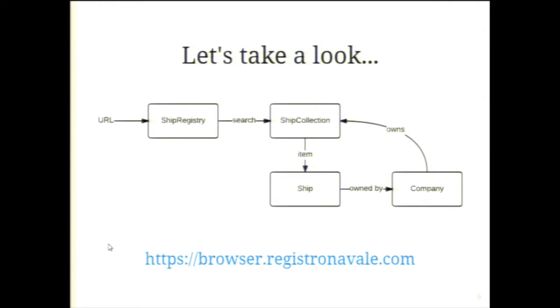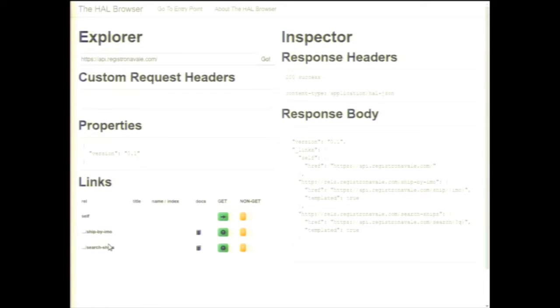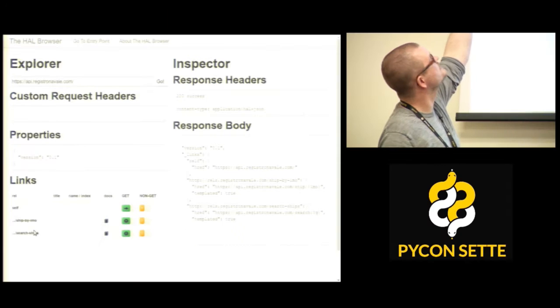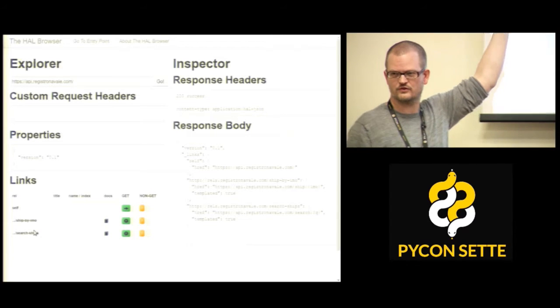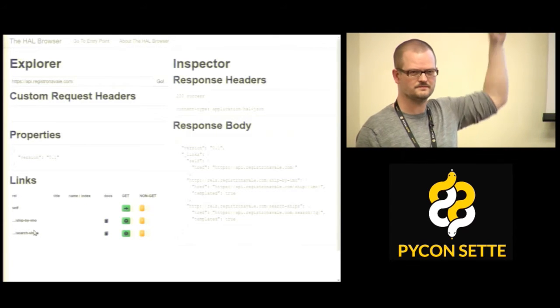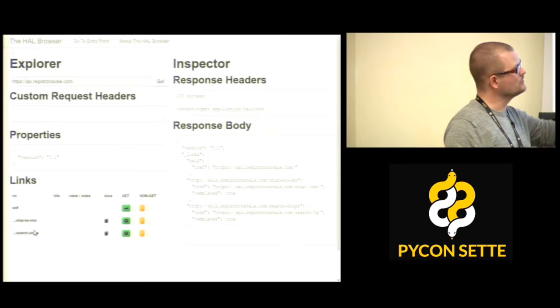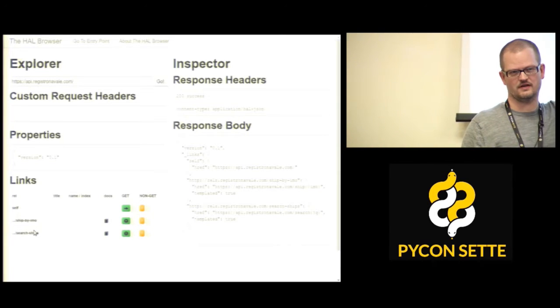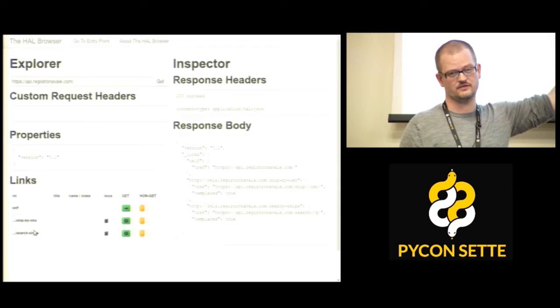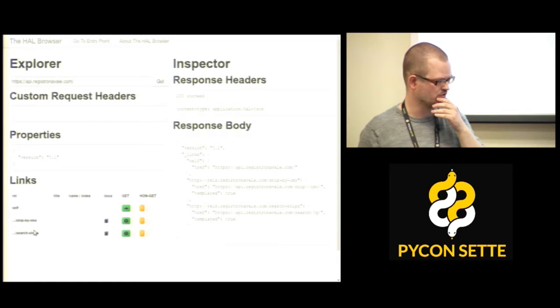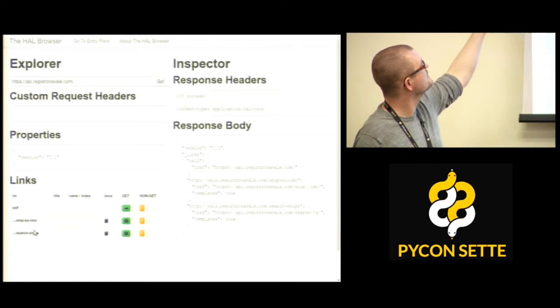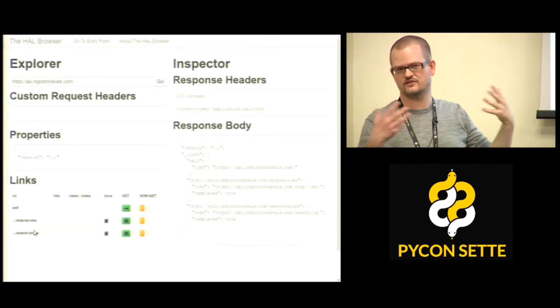If you go here, then you arrive at this thing, which is a very rudimentary but useful tool for browsing HAL APIs. So you see at the top that this is the root URL for the whole API. And on the right bottom you see the raw JSON that we got back from the server. And now on the left-hand side is the interpretation in terms of HAL.